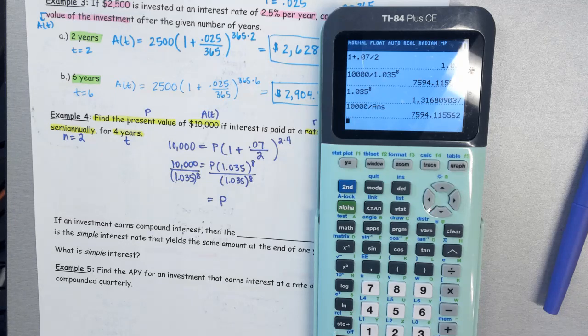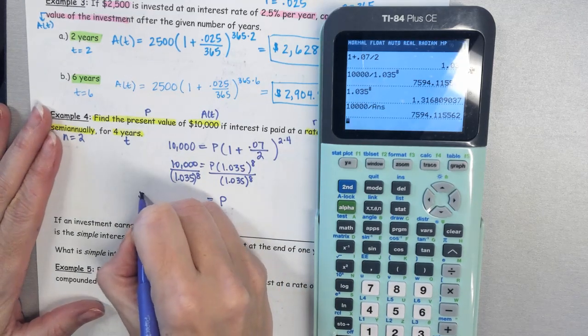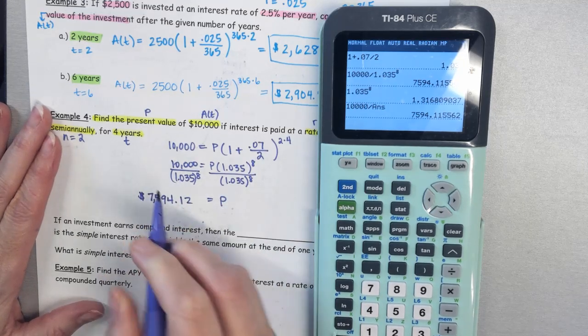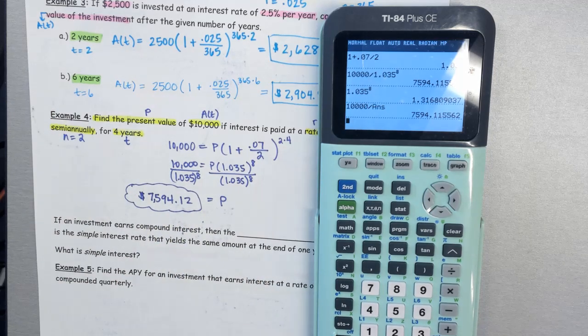So when we round it to the nearest hundredth, what's my change? How many cents do I have? Good. Okay, so this is the present value.